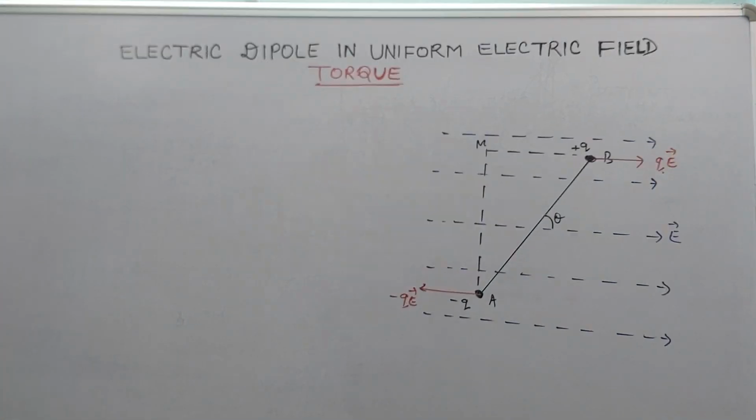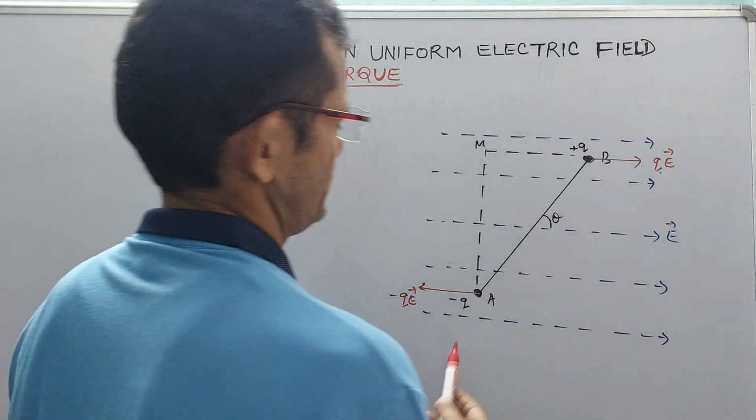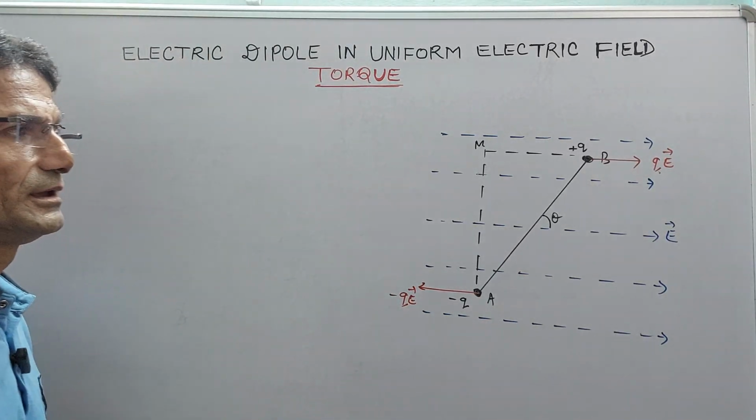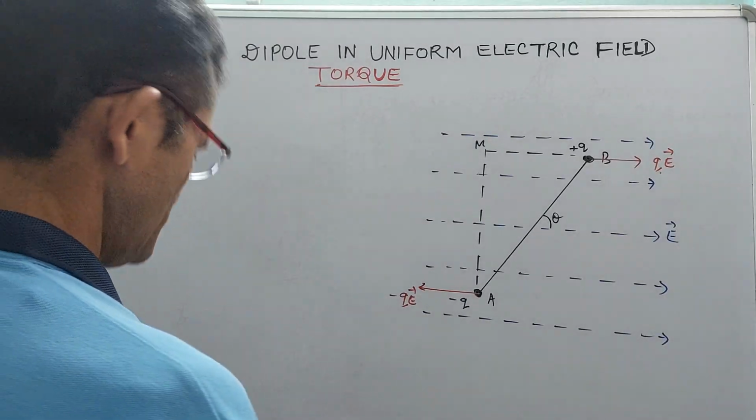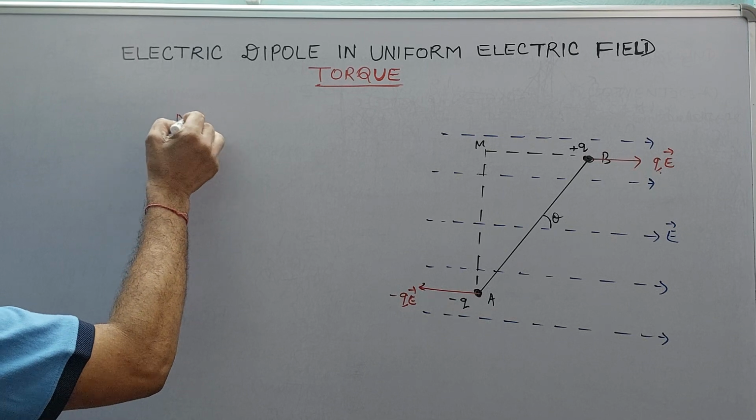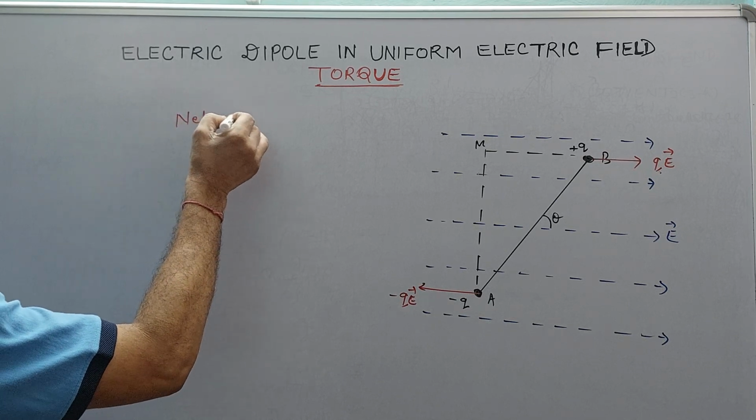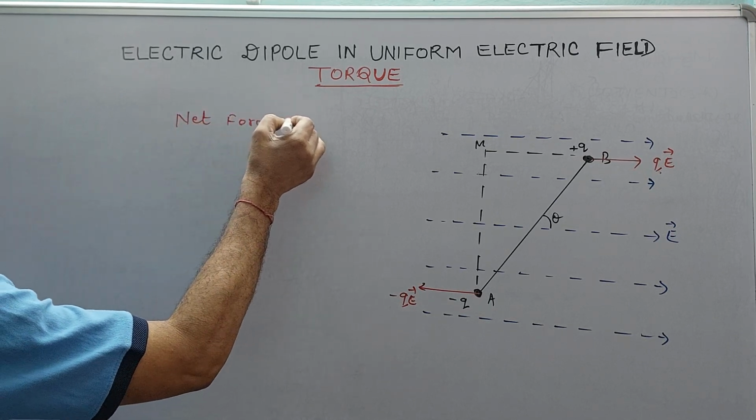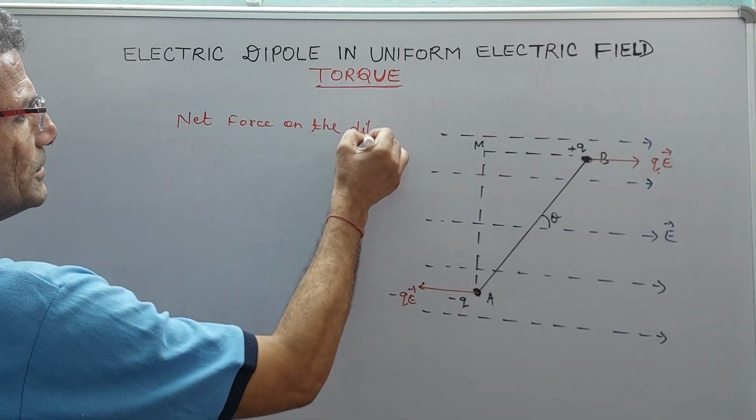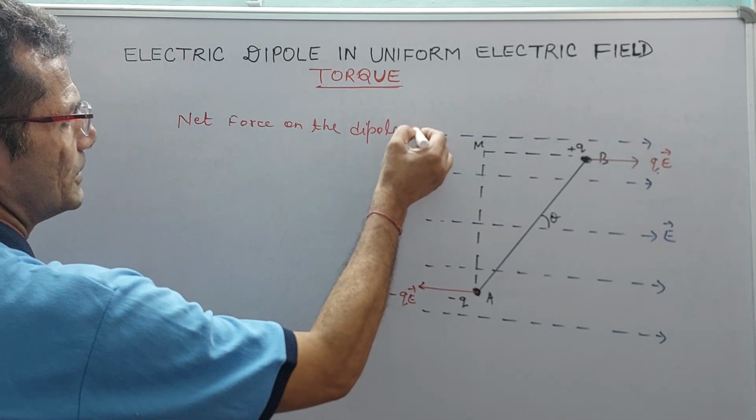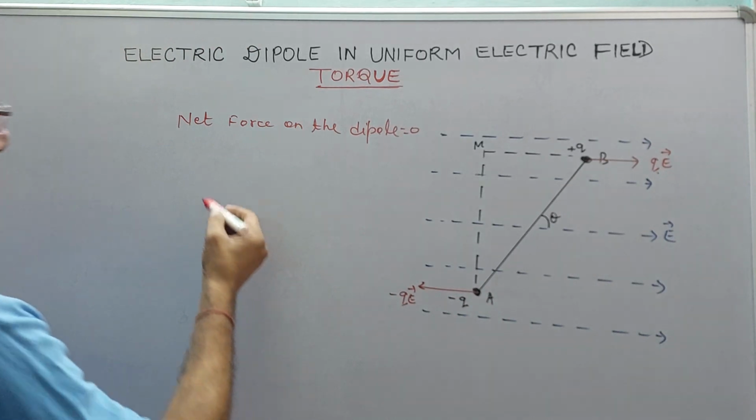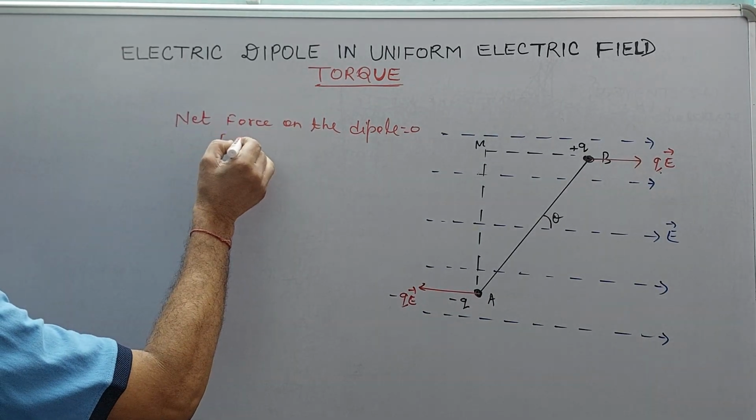So these are two equal and opposite forces, anti-parallel to each other. So they will make a torque. Now the net force on the dipole is equal to 0 because the force on plus q is along this one and the force on minus q along this one. These are two equal and opposite forces.